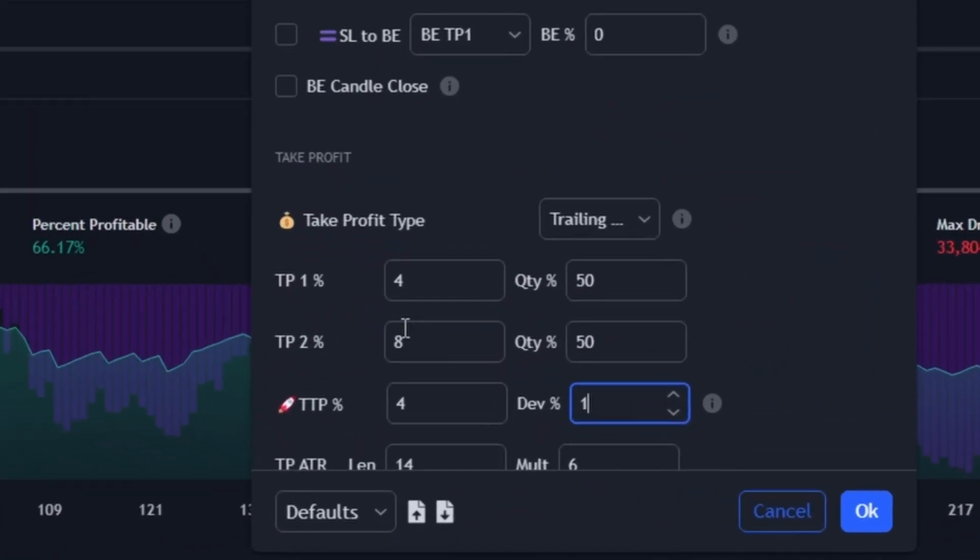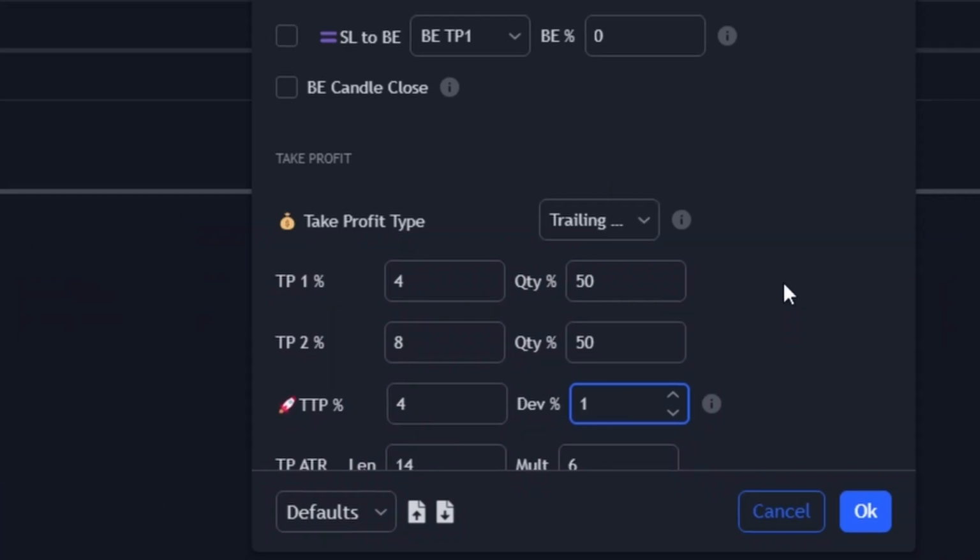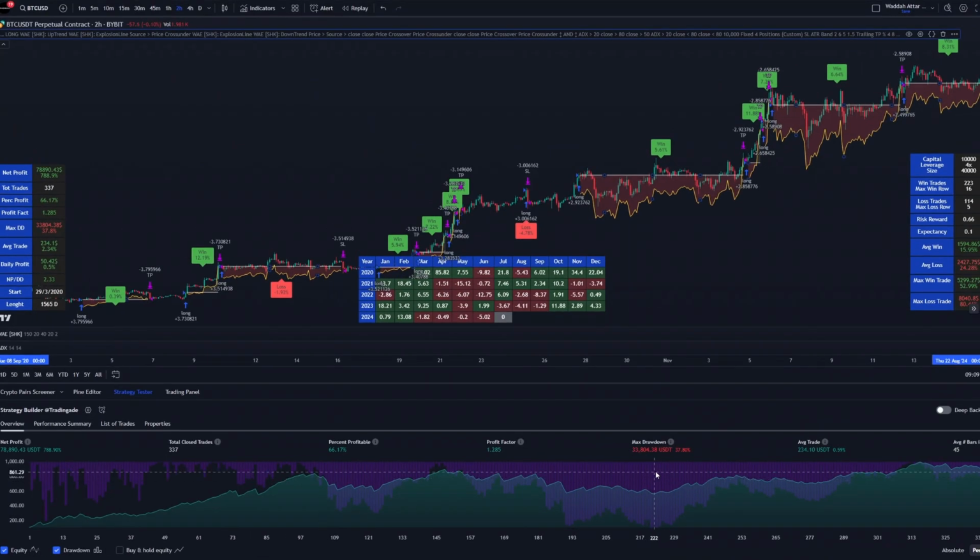I did some backtests even with the trailing take profit, 4% distance with 1% deviation, and as you can see we still have a good backtest even though we have more losing months, but the parameter that we should optimize is the max drawdown, which is still high, 37%. Of course, I did this backtest and I didn't do any optimization at all. I think that there is still room for improvement.